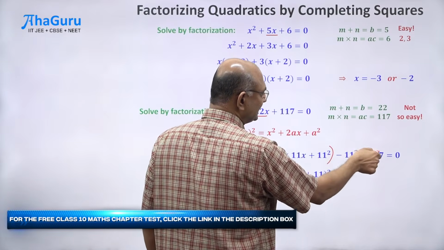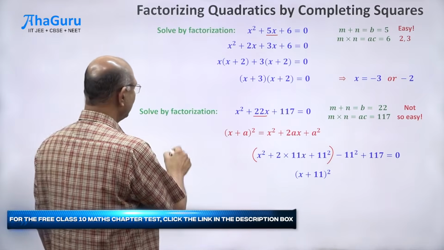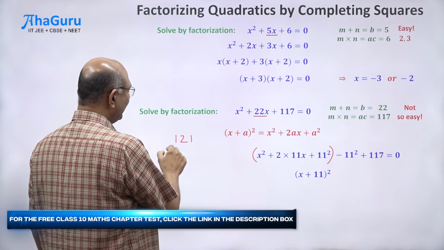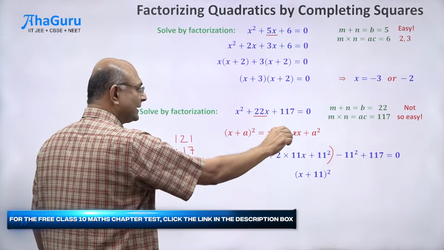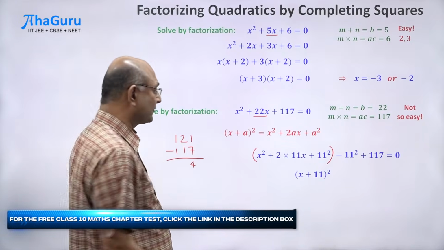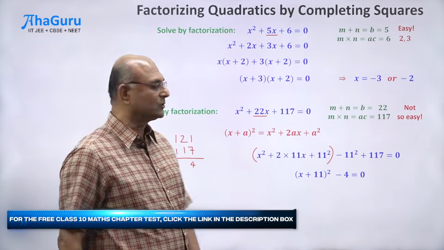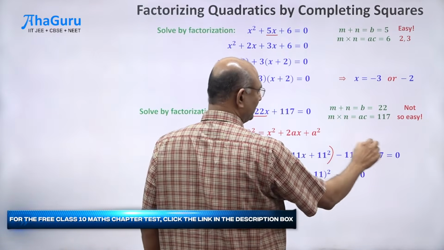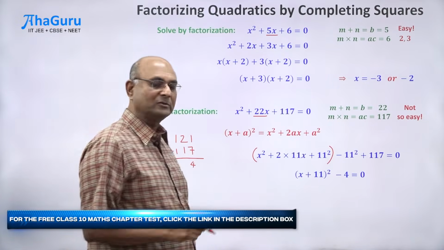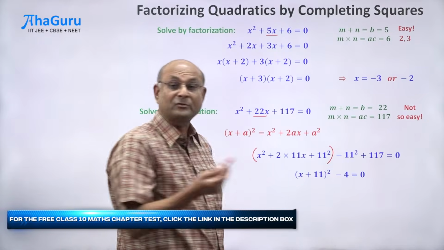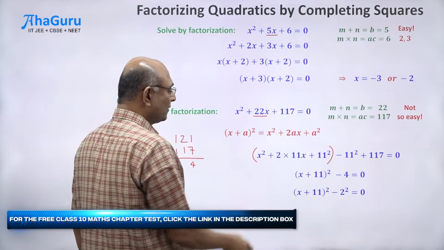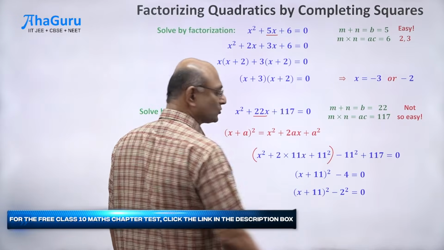So 117 minus 121, right? 121 minus 117, well, that is going to give me 4. So 117 minus 121 will be minus 4. So minus 4 equal to 0. This is like a square and 4 is actually b square, 2 square, right? So we can write x plus 11 square minus 2 square equal to 0.